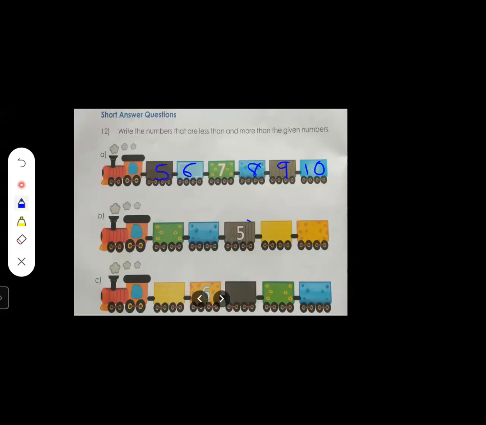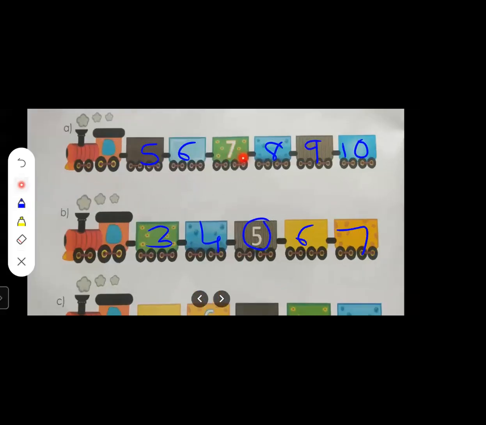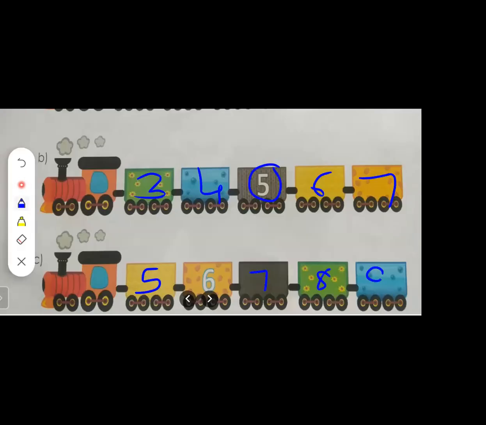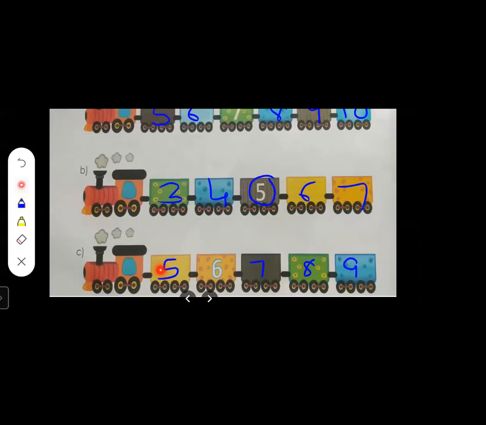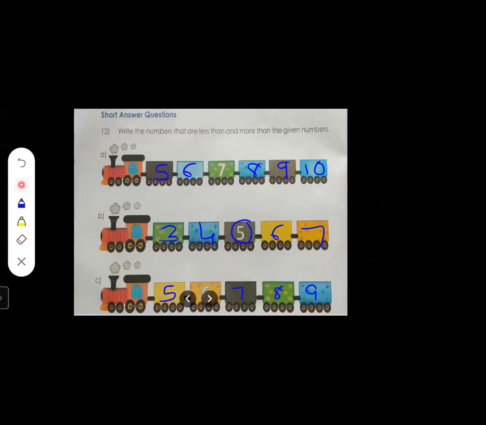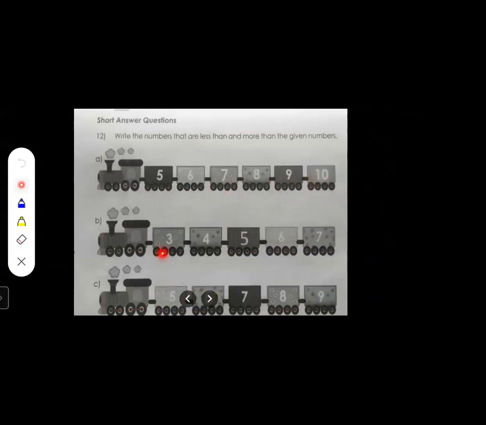Your 5 is given. So your 4, your 3, then 3, 4, 5, your 6, and your 7. Okay. You're writing the missing number. Next one. Your 6 is given. 7, 8, 9. Okay. So here we have done the missing numbers. So see, 5, 6, 7, 8, 9, 10. Here 3, 4, 5, 6, 7 and 5, 6, 7, 8, 9.